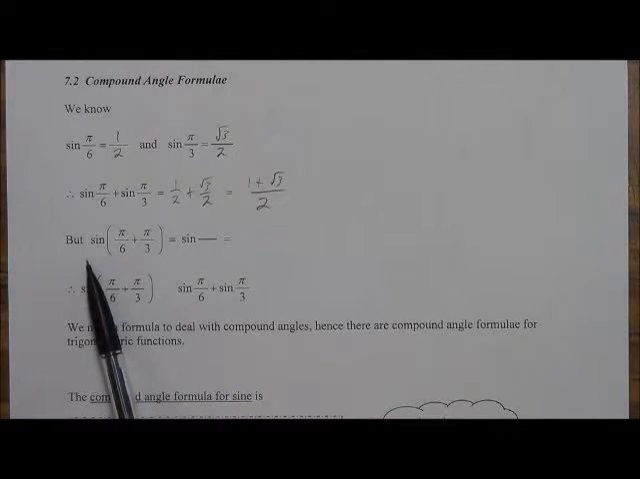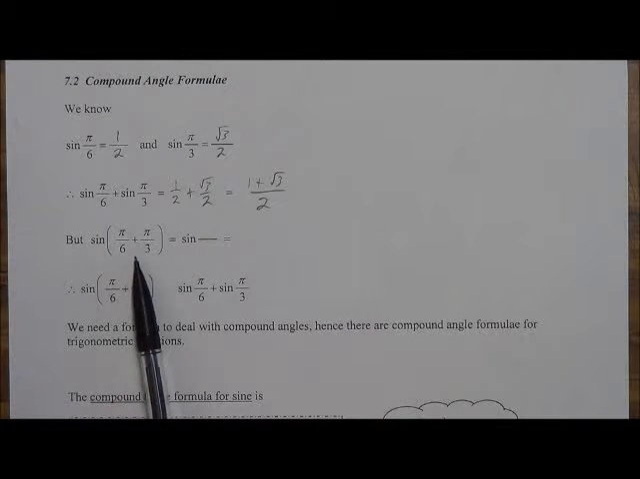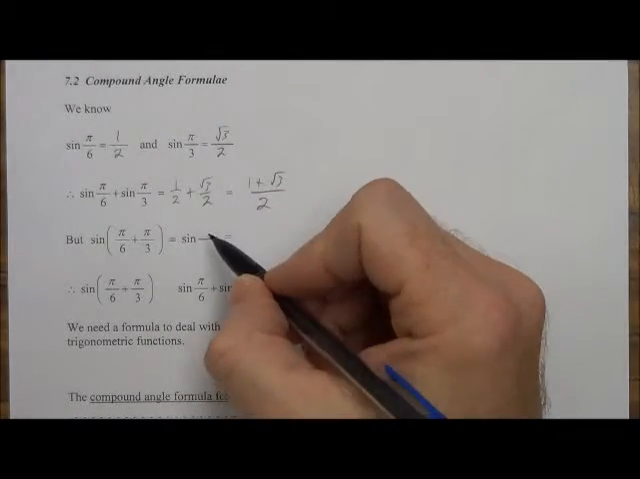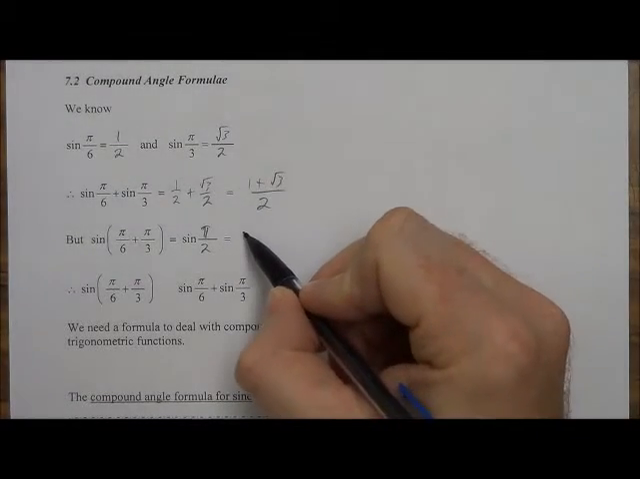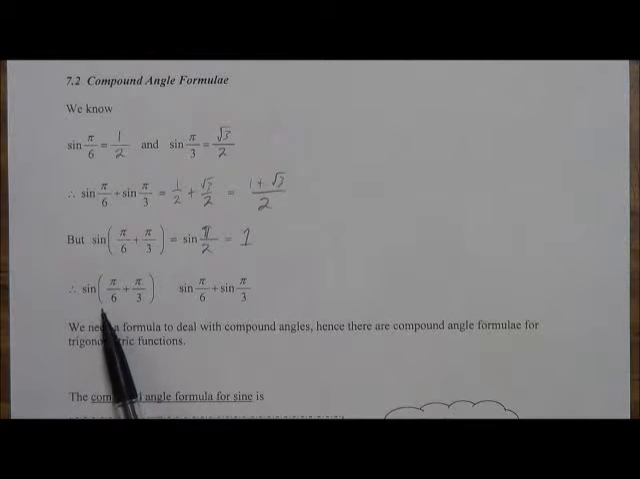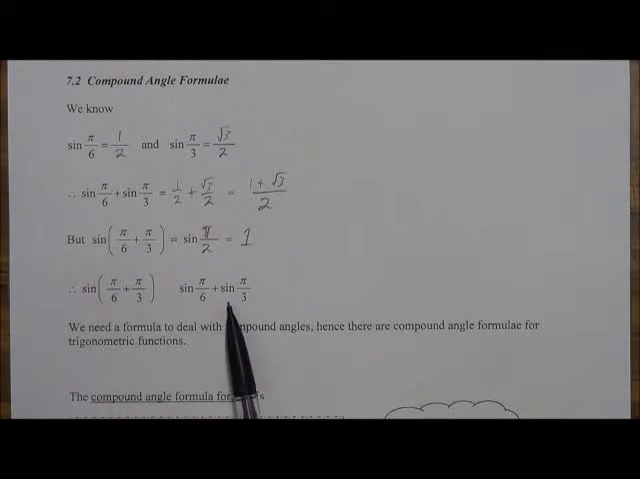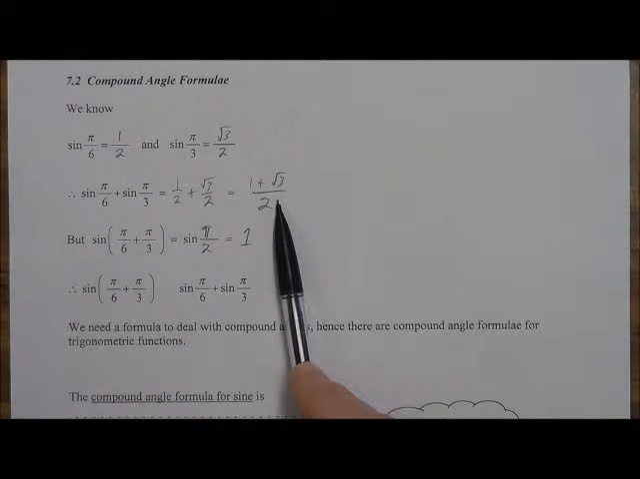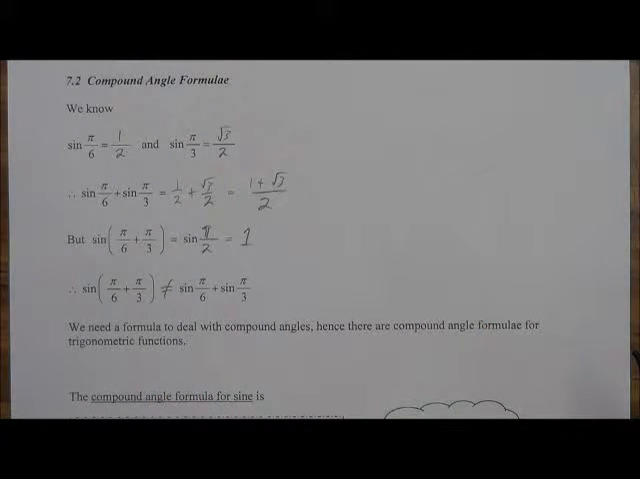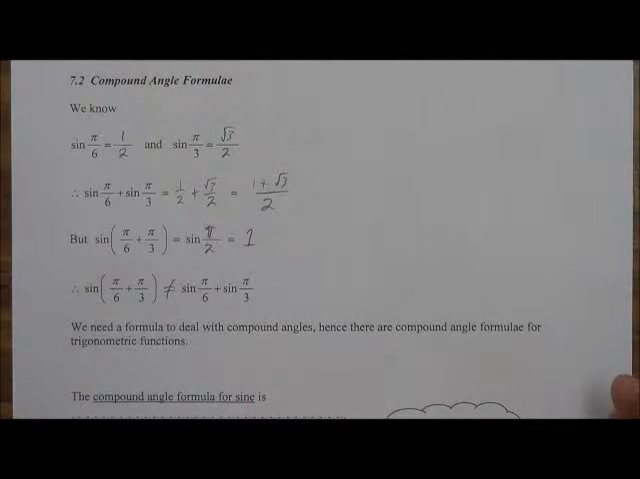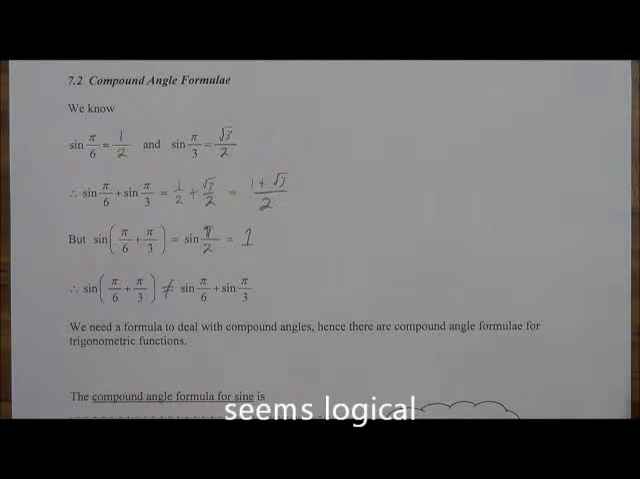Okay, so if we look at this in a different way, sine of pi by 6 plus pi by 3, if we add these two angles together, would be sine of pi by 2. And from the sine ratio, we see that sine of pi by 2 is 1. Here we see that the sine of pi by 6 plus pi by 3 is 1, and the sine of pi by 6 plus sine of pi by 3 is 1 plus root 3 over 2. Therefore, these two things are actually not equal to each other. So to deal with issues like this, we need to come up with a compound angle formula to deal with these compound angles.